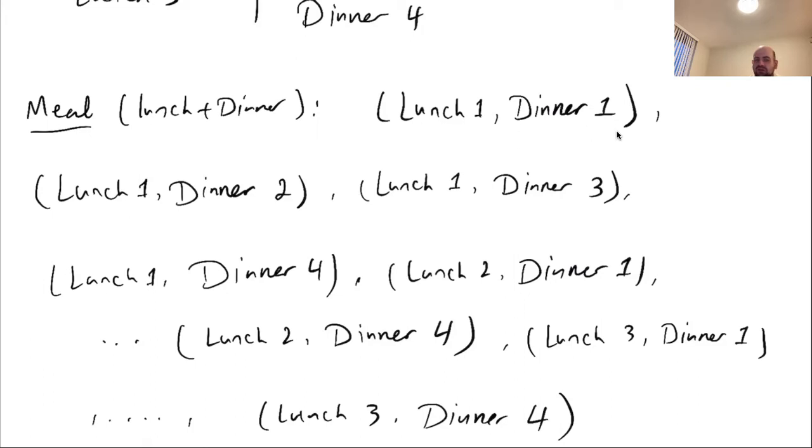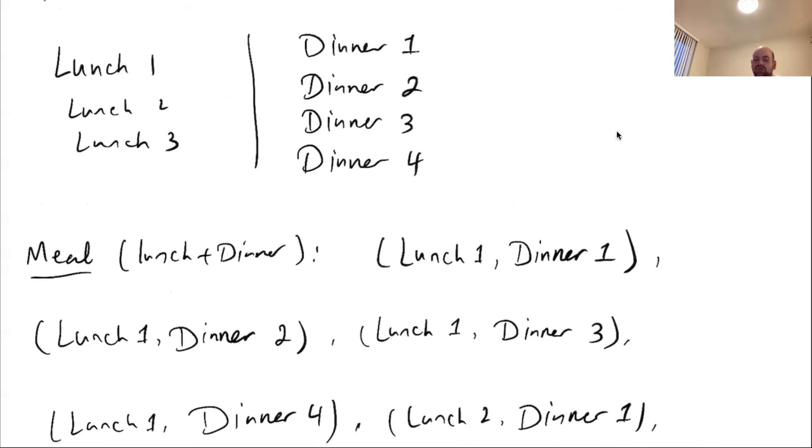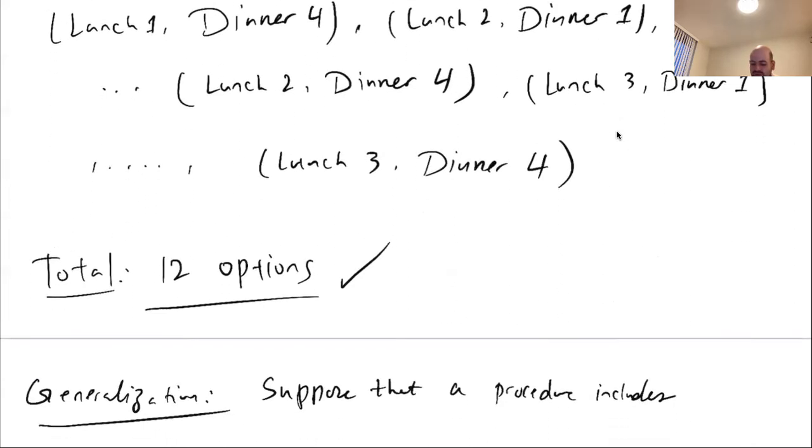So if you want to count the number of meals, that means you have to count the number of elements in A1 cross A2, which by product rule or MN rule is given by number of elements in A1 times number of elements in A2. So number of lunches times number of dinners. And then we said it's 3 times 4 or 12.